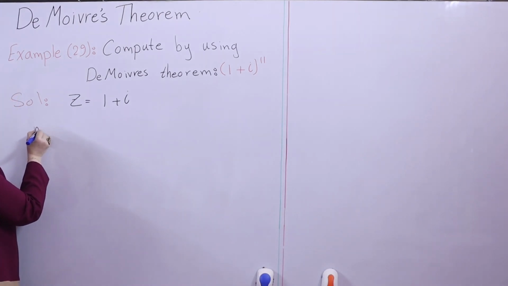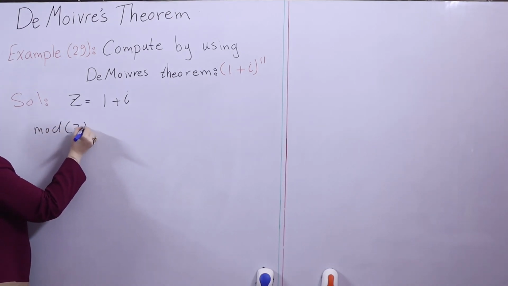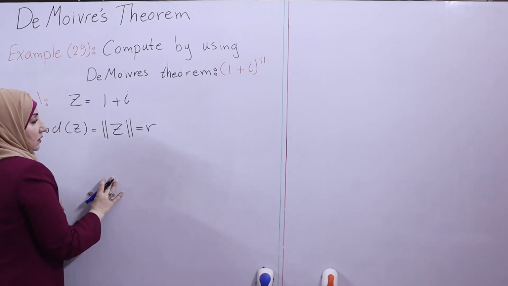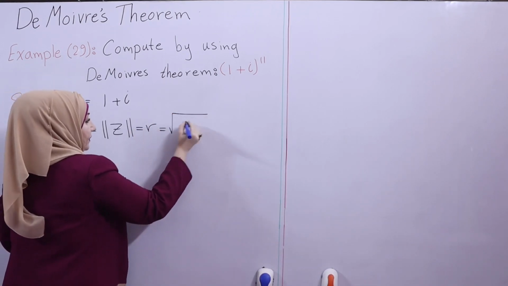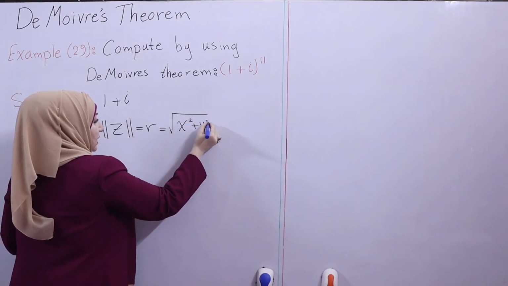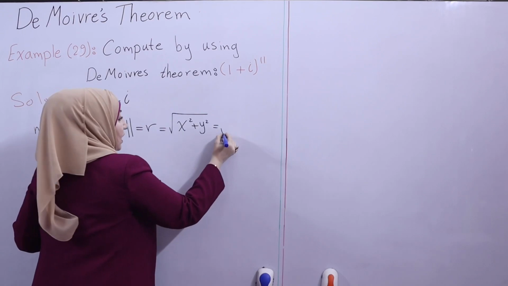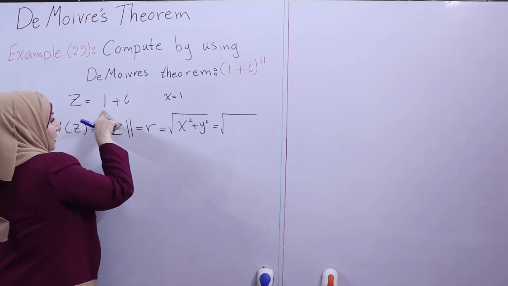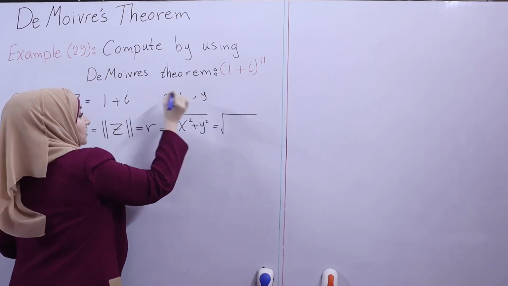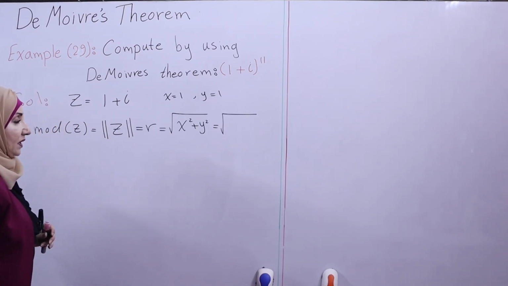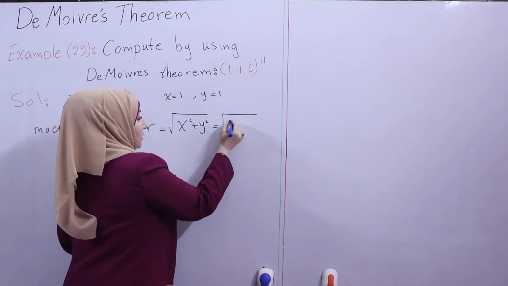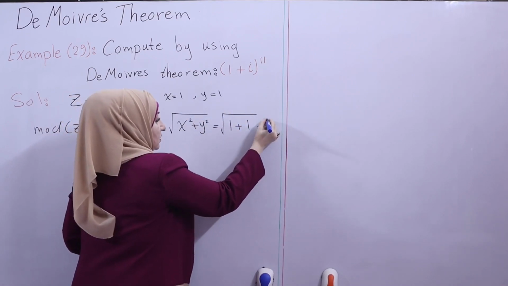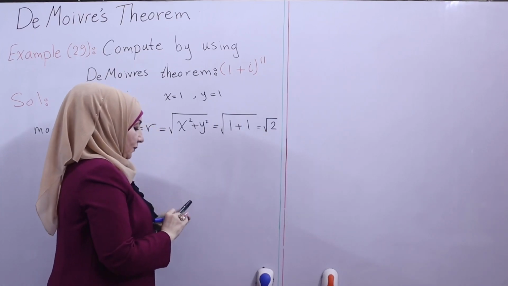First, we will find mod z, or it's called r, and it will be the square root of x squared plus y squared. We see that x equal 1, the real part, and y also equal 1, the imaginary part. So x squared equal 1 plus y squared also equal 1, and it will be square root of 2. This represents r.